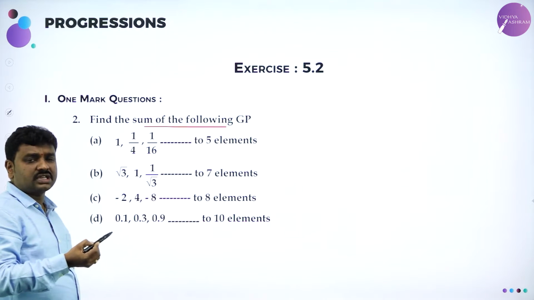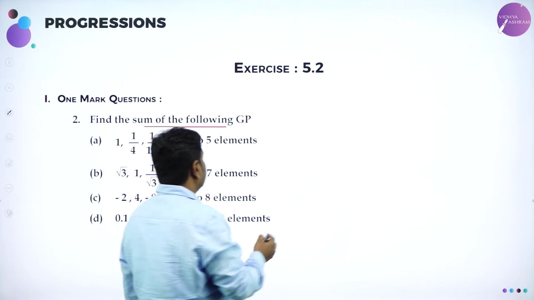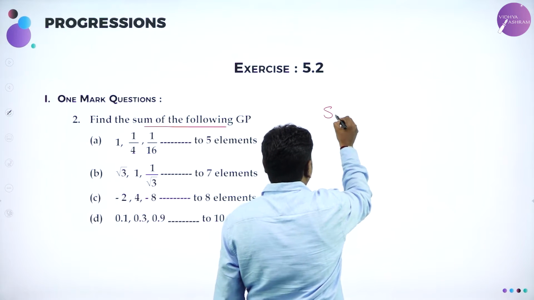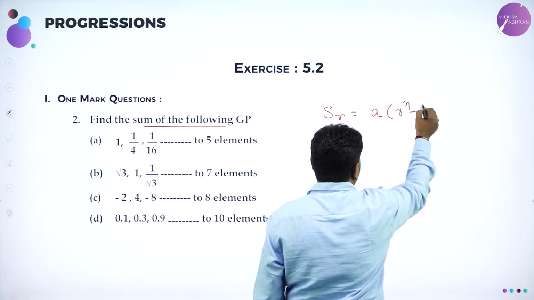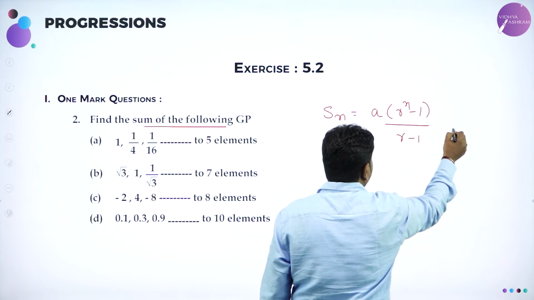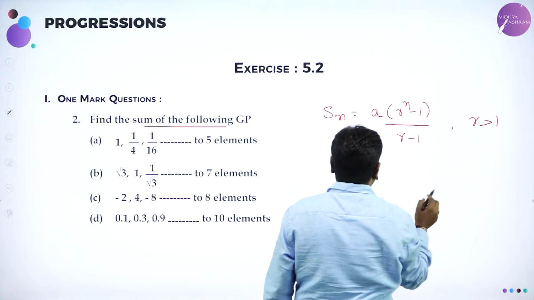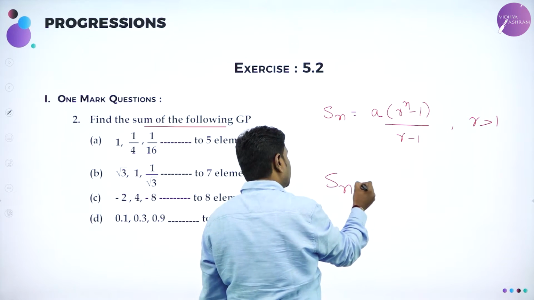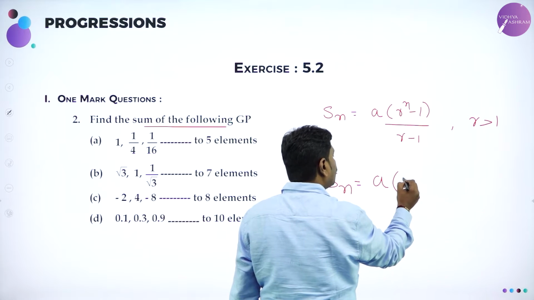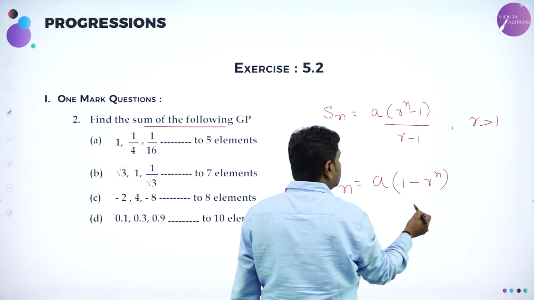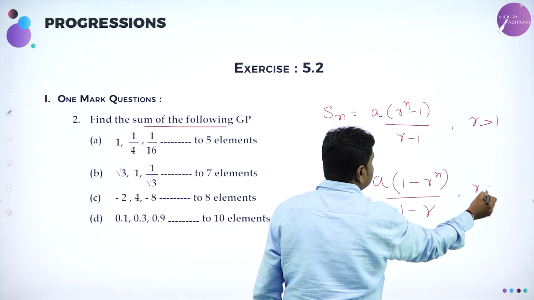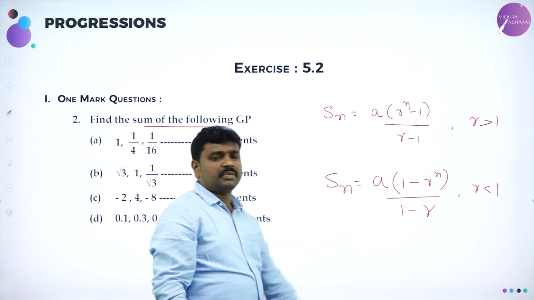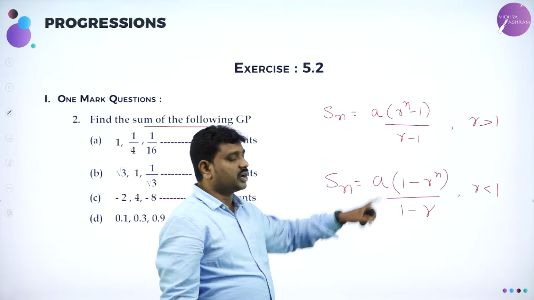Next, find the sum of the following GP. They want to find the sum of n terms in a GP. See, for the sum of n terms in a GP, we have two cases. Sn is a into r power n minus 1 by r minus 1. This you can take when r is greater than 1. And the other form, the sum of n terms in a GP, is a into 1 minus r power n divided by 1 minus r. This is used when r is less than 1. If r is less than 1, 1 minus r. If r is greater than 1, r minus 1.